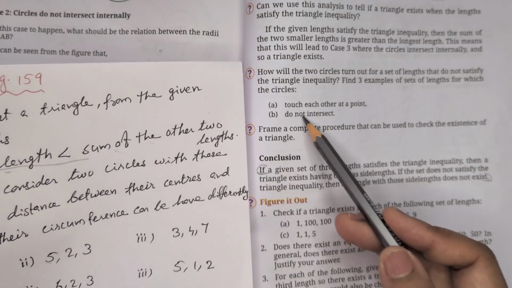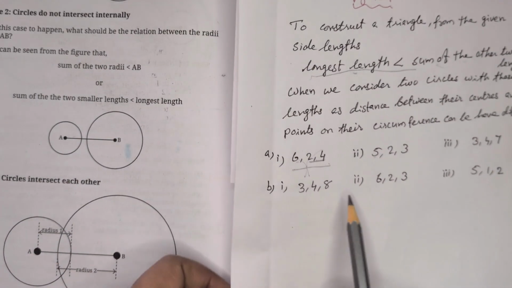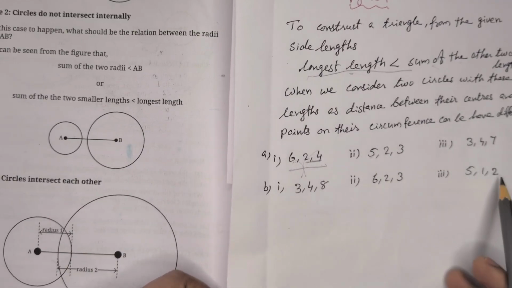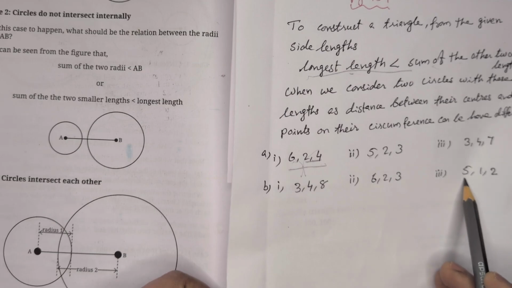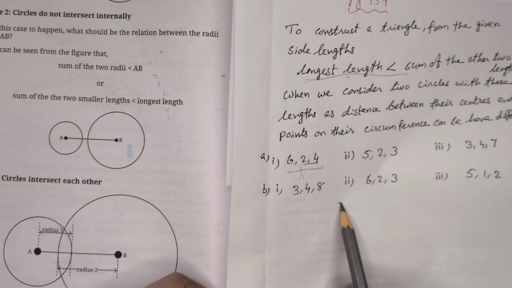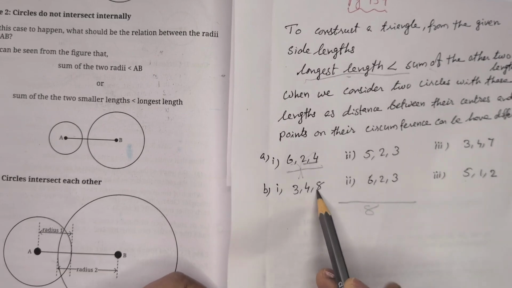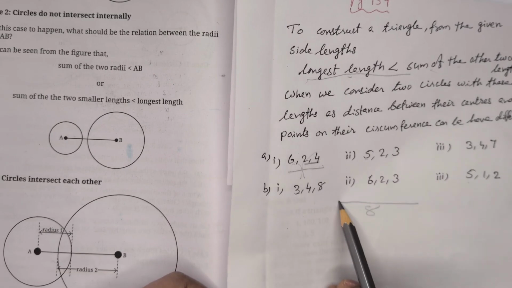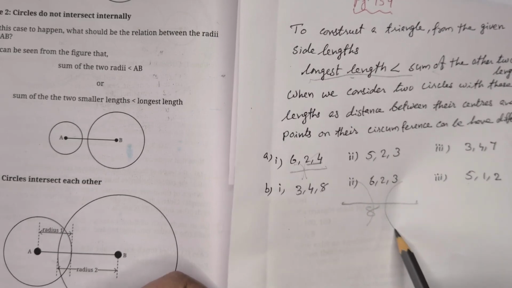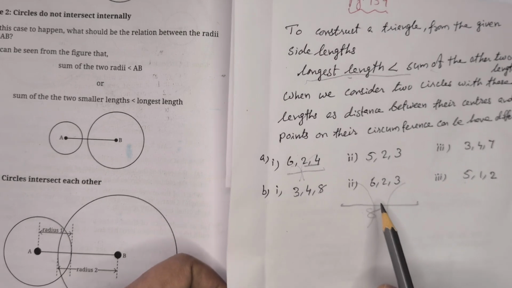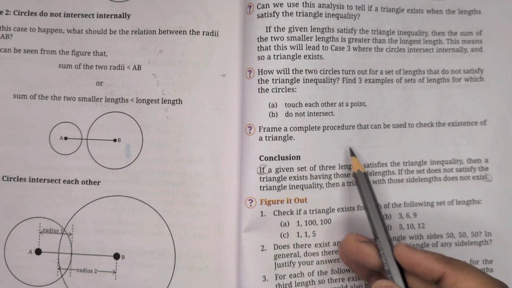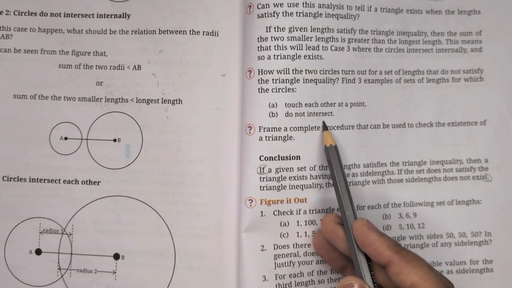Second case, do not intersect. So 3 plus 4 is 7, here 8. 2 plus 3 is 5. Here 1 plus 2 is 3, and 5. It is not possible at all and it is not intersecting. Do not intersect means if you draw a line segment of 8 centimeters here, and from the first point an arc of 3 centimeters, it will go this way, and an arc of 4 centimeters from the other end will go this way. It is not intersecting each other. In the other case, it is touching each other. So touch each other and do not intersect.